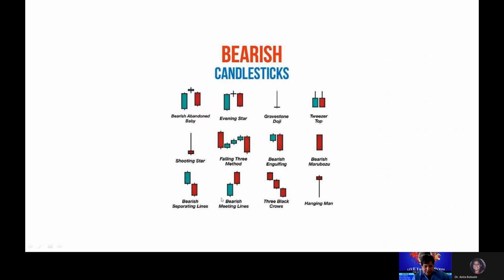All right. Look at this bearish meeting lines, three black crows, three candles in a row. They're called the three black crows. Three candles in succession on the buying side are called the three advancing soldiers pattern.